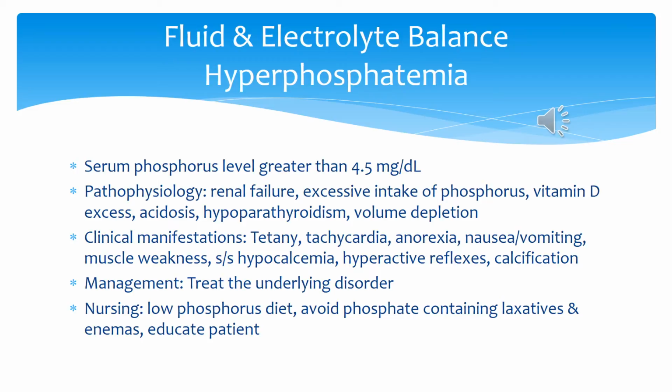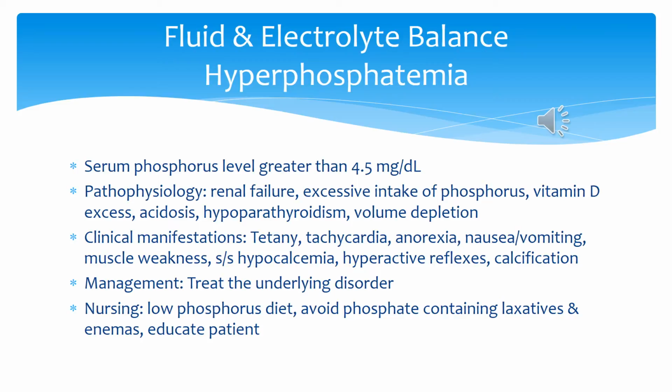The clinical manifestations, most common symptoms result from decreased calcium levels and soft tissue calcifications. The most important short-term consequence is tetany. Tachycardia, anorexia, nausea and vomiting, and muscle weakness, including signs and symptoms of hypocalcemia, hyperactive reflexes, and those soft tissue calcifications in the lungs, heart, kidneys, and cornea are the clinical manifestations. Medical management is aimed at correcting the underlying disorder. For example, hyperphosphatemia may relate to volume depletion or respiratory or metabolic acidosis.